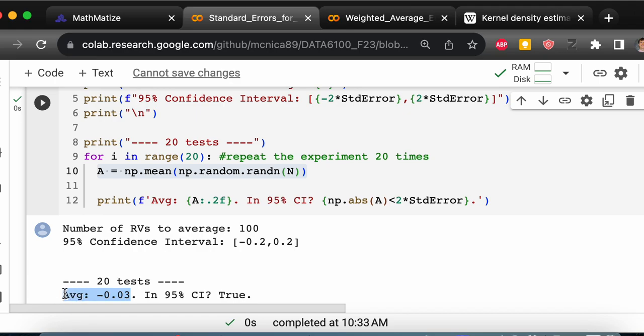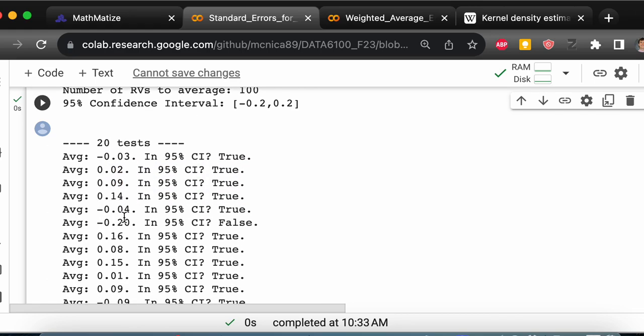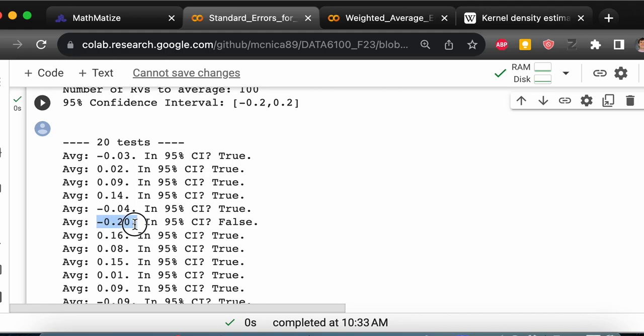So here is the first test. The average was -0.03. That's on the scale of 0.1. That makes perfect sense, right? It's not like 100 times smaller than 0.1. It's not 100 times bigger than 0.1. It's on the order of 0.1. And is it in the 95% confidence interval? Yes, it is. True. Then I ran it again. It was positive 0.02. Is it in there? Yes. 0.09, 0.14. True, true, true, until you get to -0.2. And that is, according to this, just outside the confidence interval, right? So it was just barely outside. False.